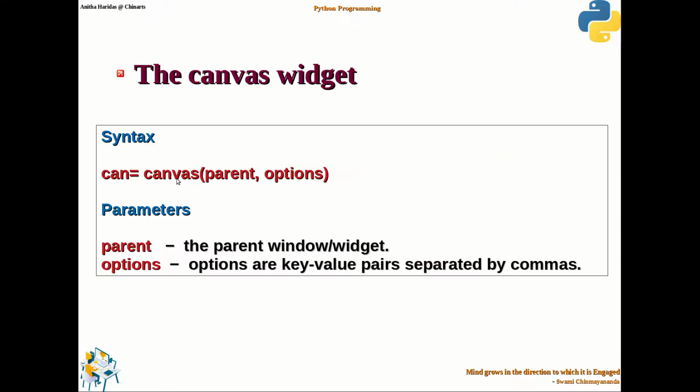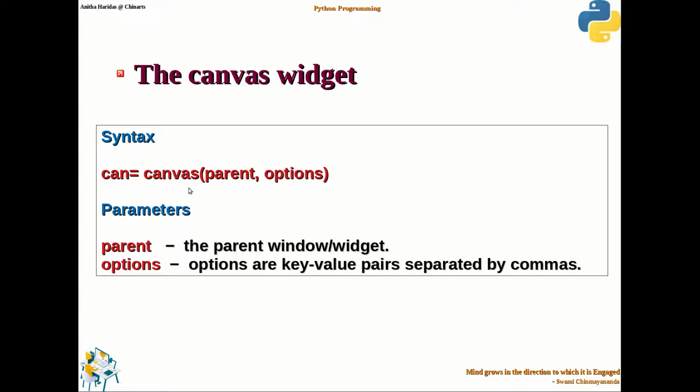And as usual, this is the syntax of the widget. All the widgets, if you have observed, will have the parent object on which the widget is to be placed as the first argument, and the second and forthcoming arguments will be the options, right? The list of possible options, which are again optional, and they are all key value pairs, right?